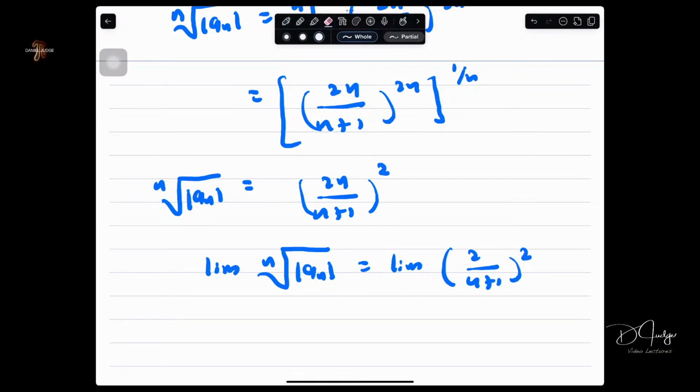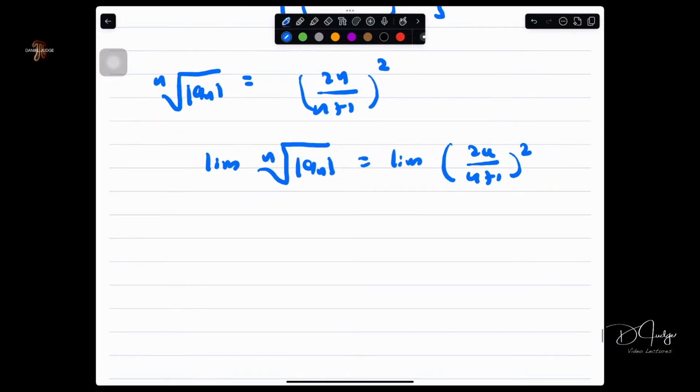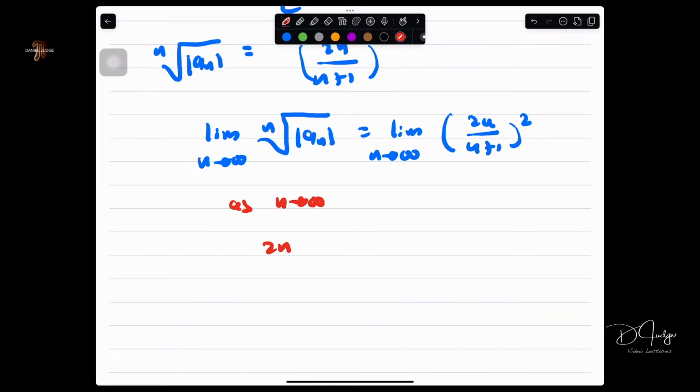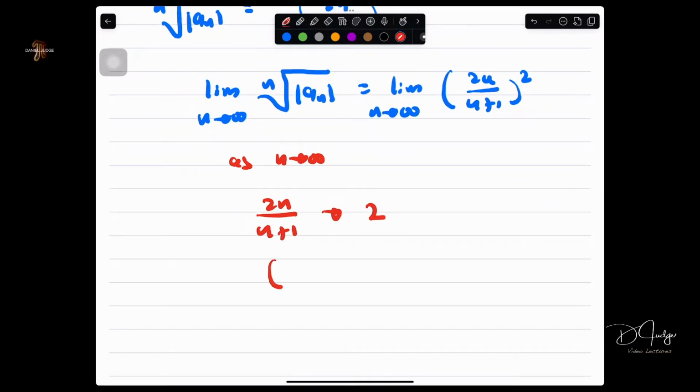Let's be careful here. Okay. n goes to infinity. So let's see what happens here. As n goes to infinity, 2n over n plus 1 goes to 2. So what that means is 2n over n plus 1 squared will go to 2 squared, which equals 4 here. So this limit is 4. And that limit 4 is bigger than 1. So it's finite, but it's bigger than 1. So this is what we're looking for.